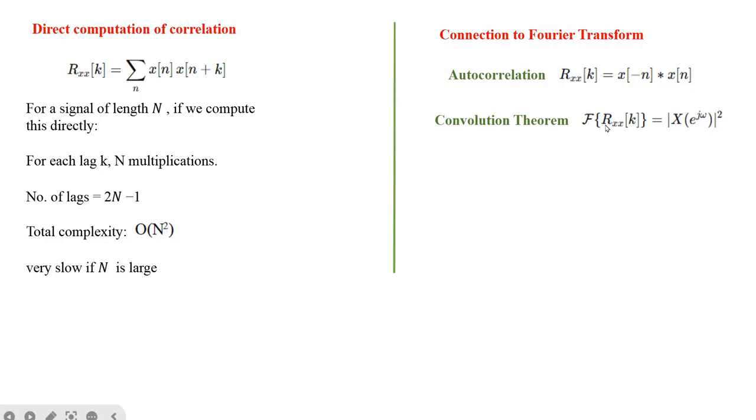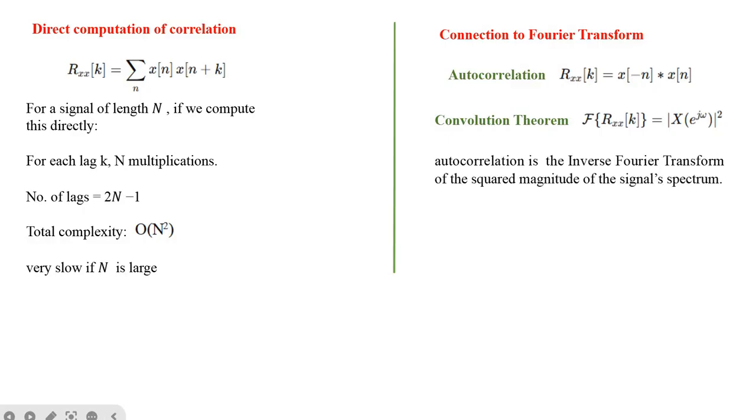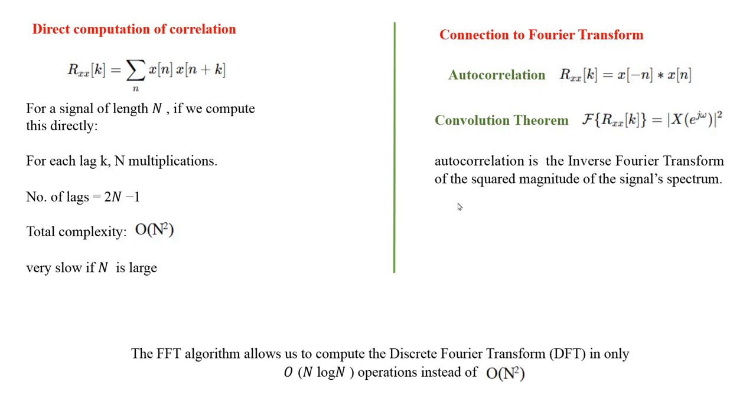So this formula is called the Wiener-Khinchin theorem, and the autocorrelation is the inverse of the Fourier transform of the squared magnitude of the signal's spectrum. So here this is nothing but the signal spectrum. The FFT algorithm is used to compute the discrete Fourier transform in only O of n log n operations instead of O of n square. So here the number of operations will be more, and here the number of operations will be less.